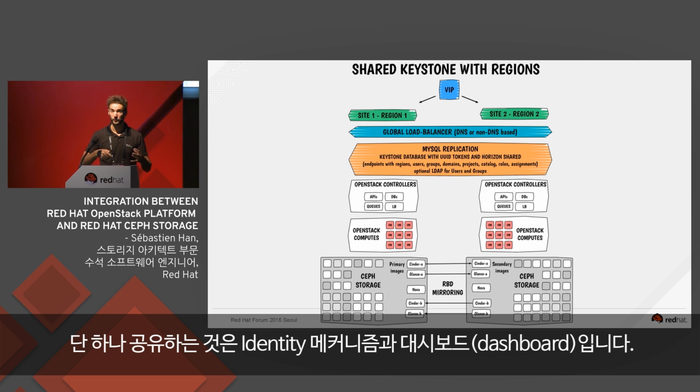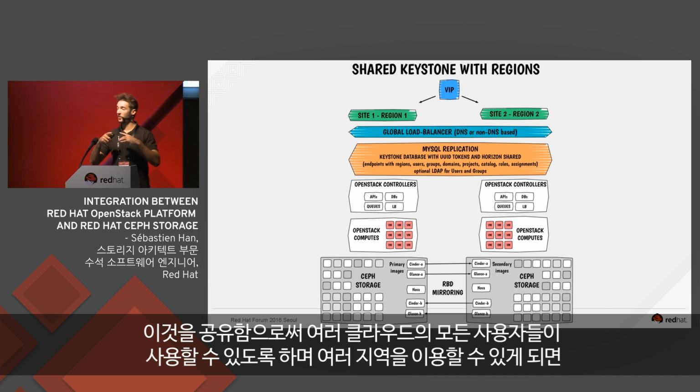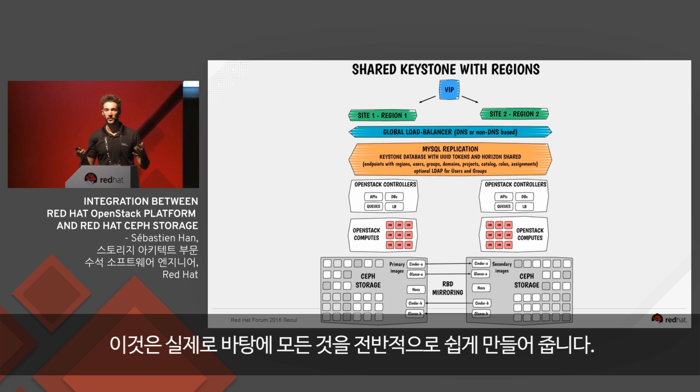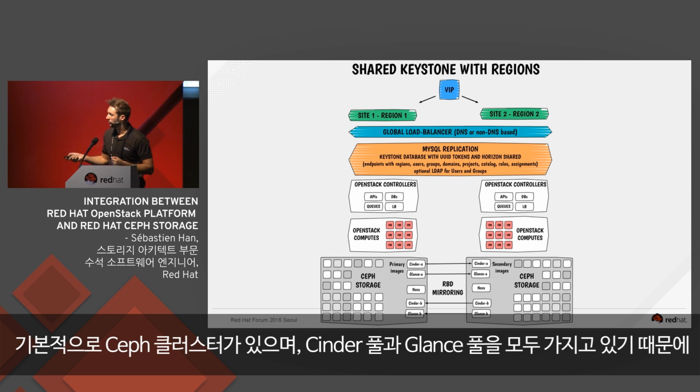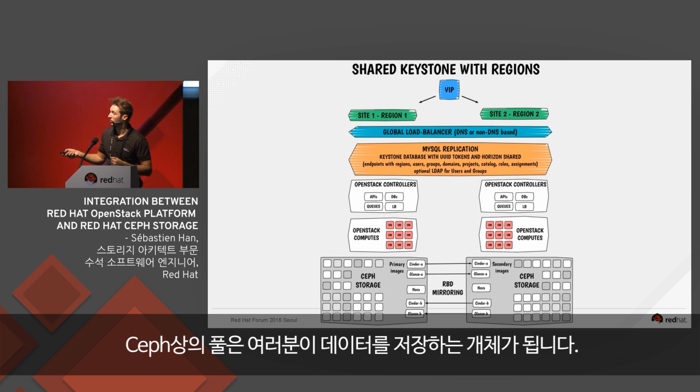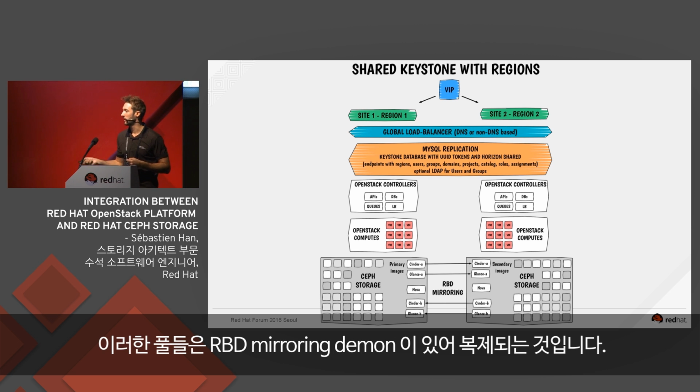The only thing that is shared is the identity mechanism and the dashboard. By sharing all of this, we make sure that all of the users of the several clouds and the several sites are available, and it actually makes the entire thing easier. At the very bottom, we have the Ceph cluster, and we have all of the Cinder pool and Glance pool. A pool in Ceph is an entity where you store data, basically. And these pools are being replicated thanks to the RBD mirroring daemon.